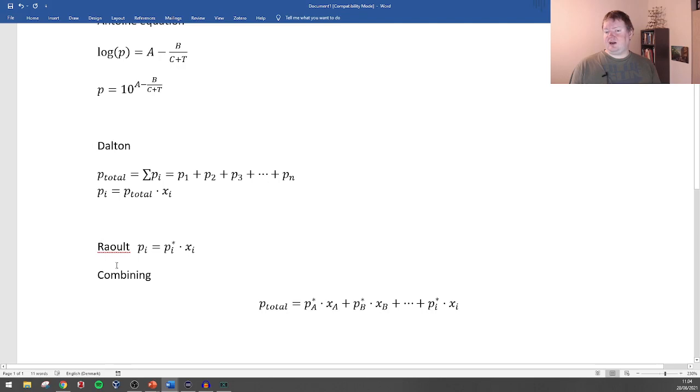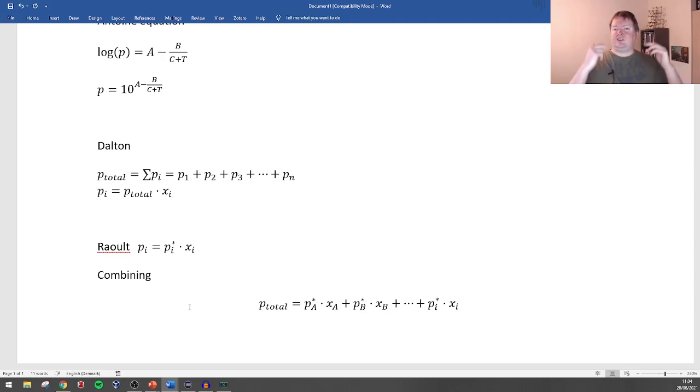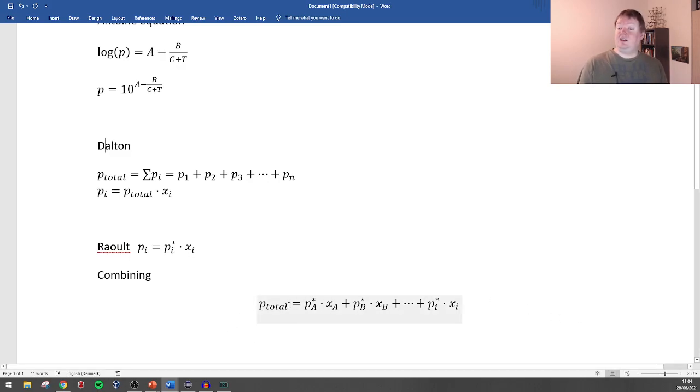And finally, we have Raoult's law, which states that for any component i, the pressure of i in the gas phase is equal to the vapor pressure of i at whatever temperature we're running at, times the mole fraction of that component. And then we combine Dalton's and Raoult's law, so we can state that the total pressure is the vapor pressure of component A at whatever temperature we're running at, times the mole fraction of A, plus the vapor pressure of B times the mole fraction of B, and so on and so forth.